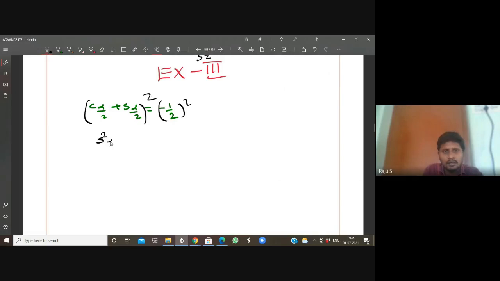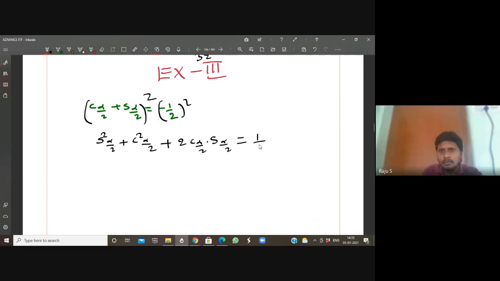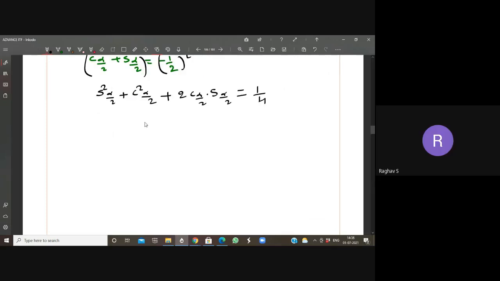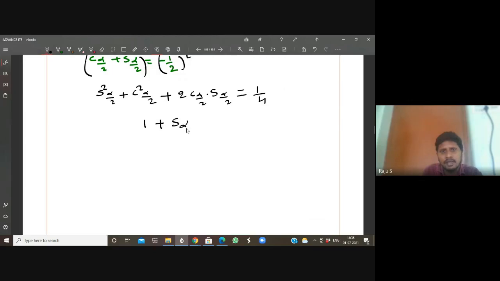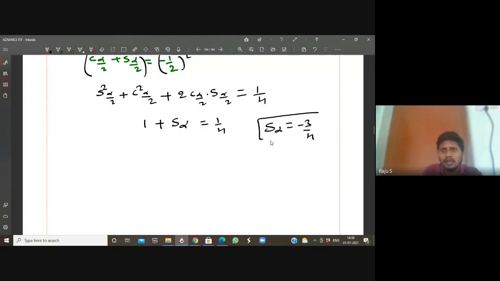Sin square alpha by 2 plus cos square alpha by 2 plus 2 sin alpha by 2 cos alpha by 2 is equal to 1 by 4. So 1 plus 2 cos alpha by 2 sin alpha by 2, which is sin alpha, is equal to 1 by 4. So sin alpha is equal to minus 3 by 4. Okay, fine, sin alpha we got.